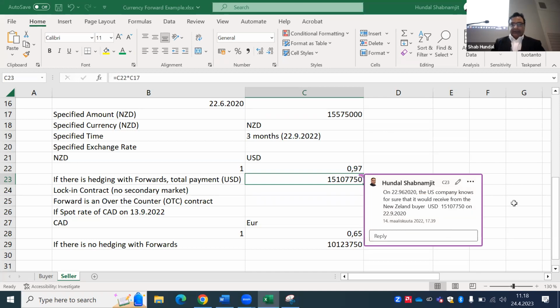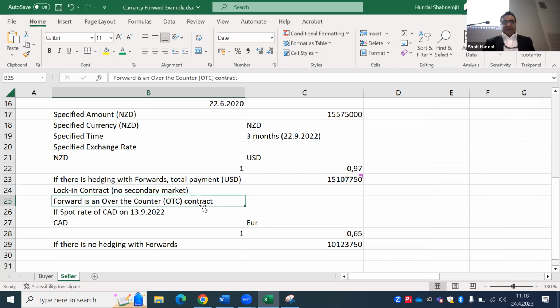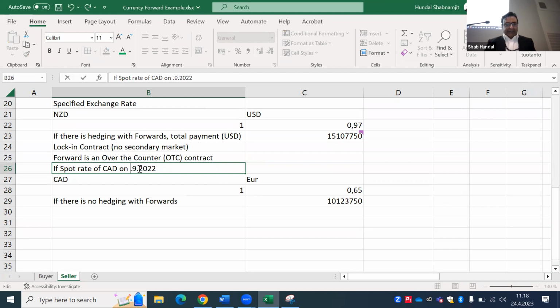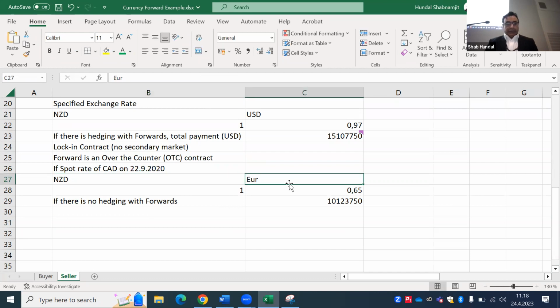All right, this is done. This is the lock-in contract. This is the deal. And the only thing is that if on 22nd of September, the forward rate was, not the forward rate, but the spot rate was New Zealand dollar 1 equal to USD, how much? 1:1.